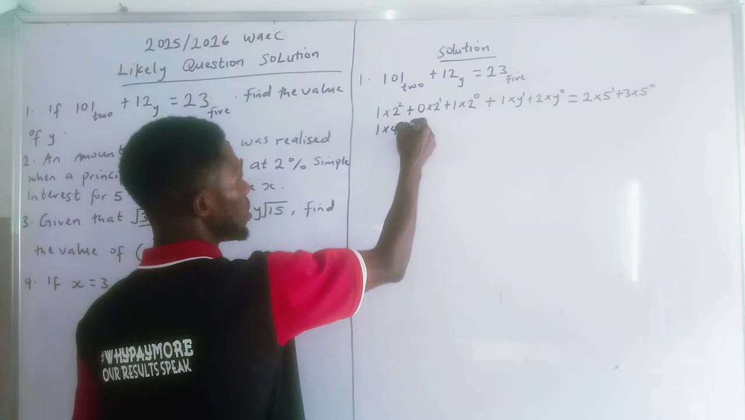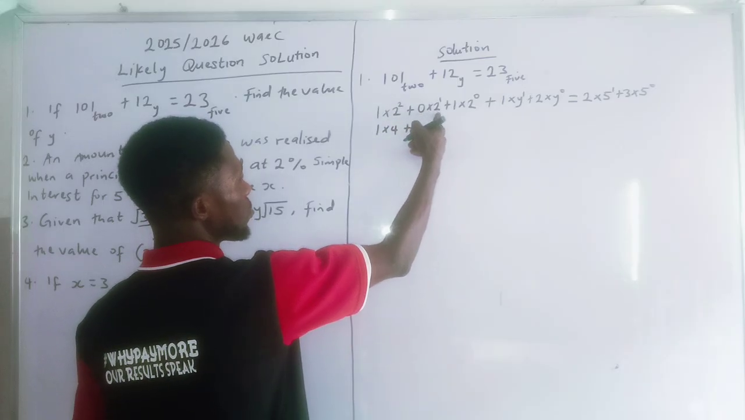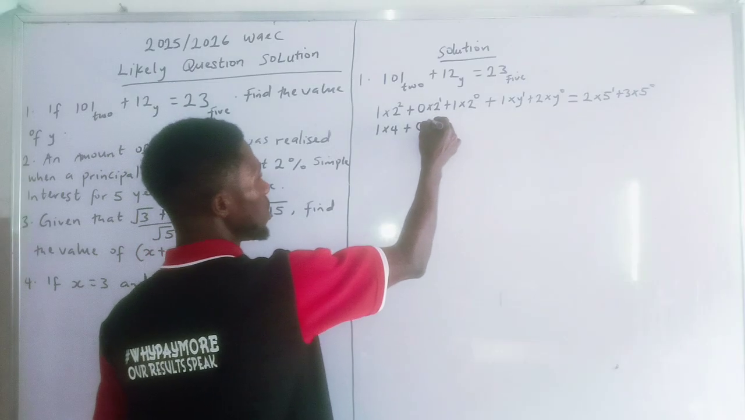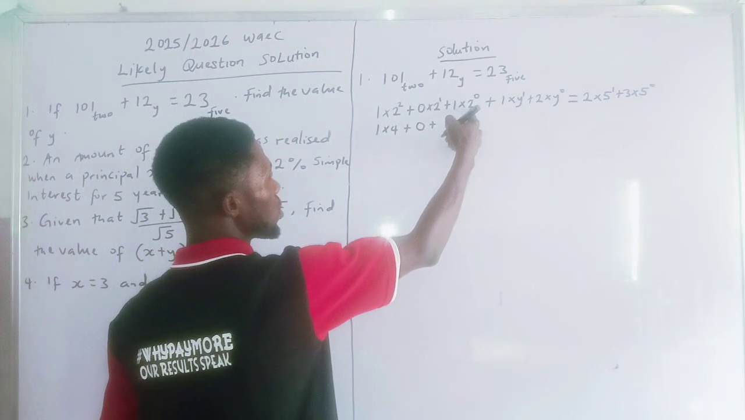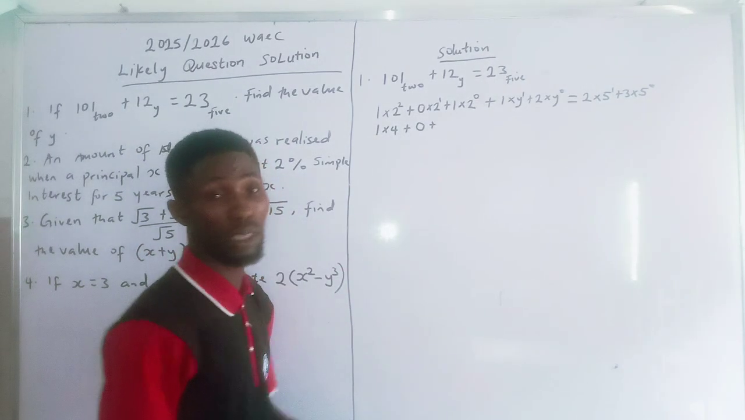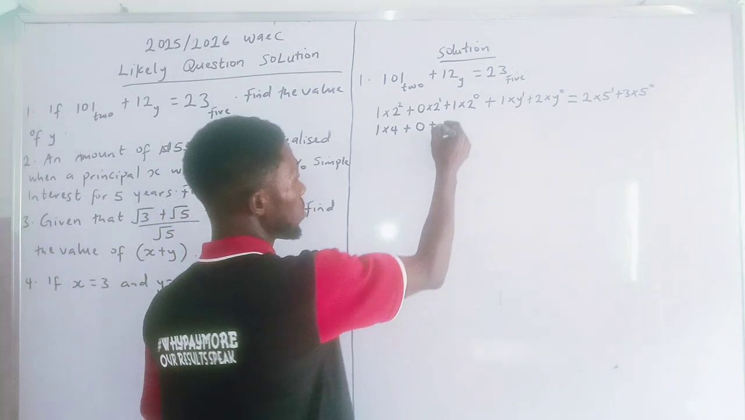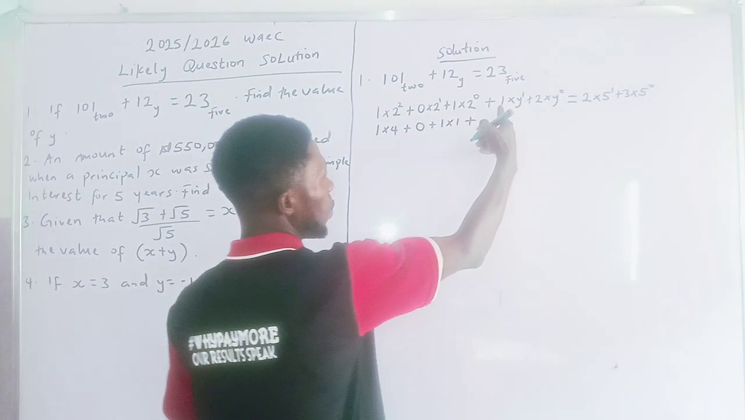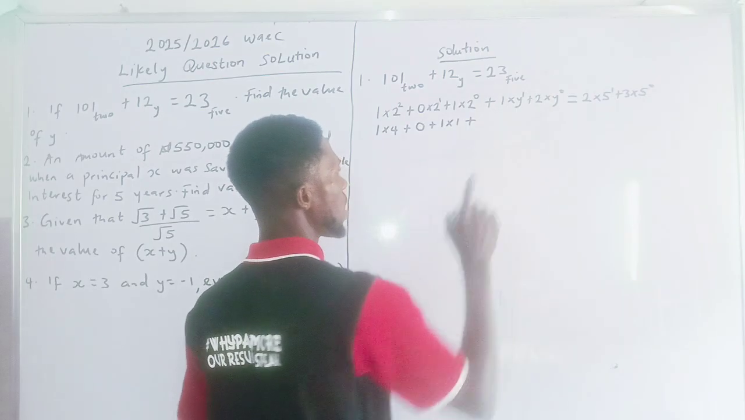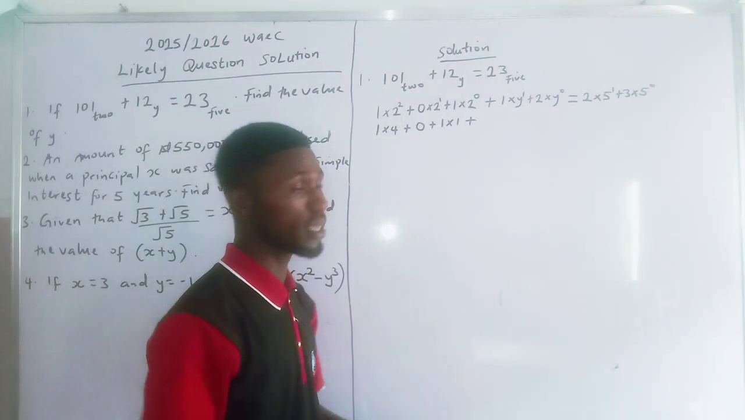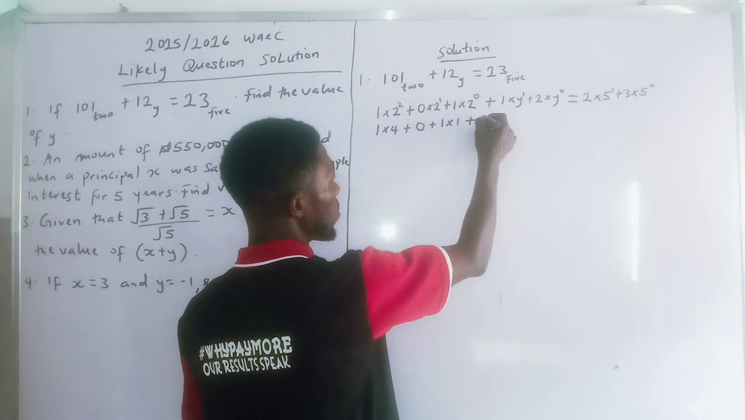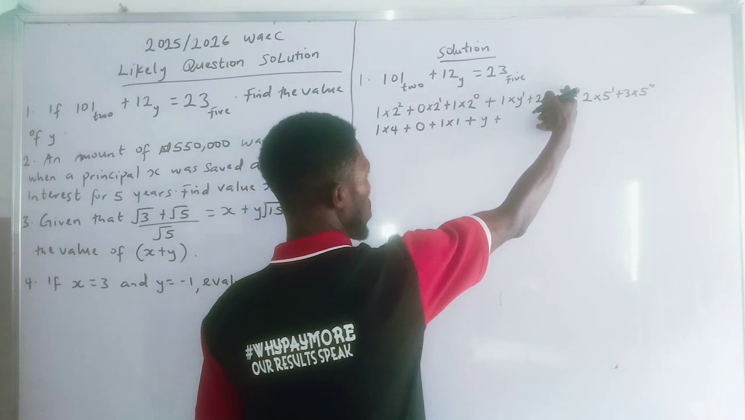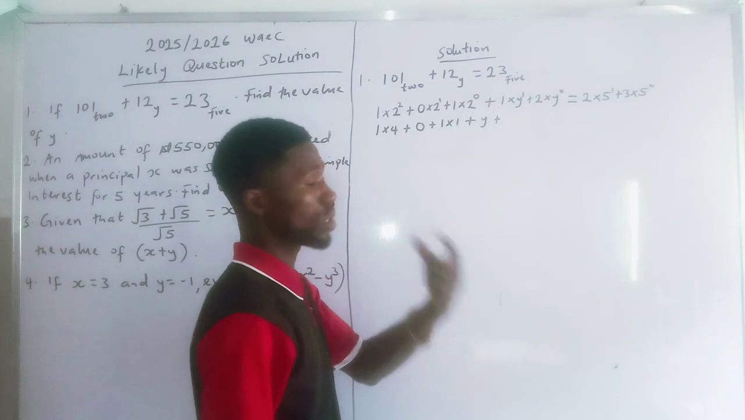That will now be 1 times 4. Then plus 0 times 2 raised to power 1, and anything multiplied by 0 gives you 0. Then plus 1 times 2 raised to power 0, and 2 raised to power 0 is 1, so we have 1 times 1. Then plus 1 times y raised to power 1, which is y. Then plus y raised to power 0, which is 1, because anything raised to power 0 is 1.